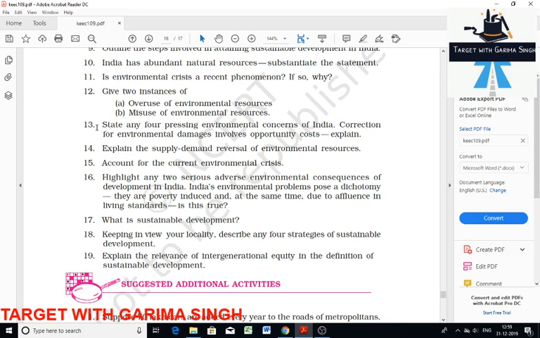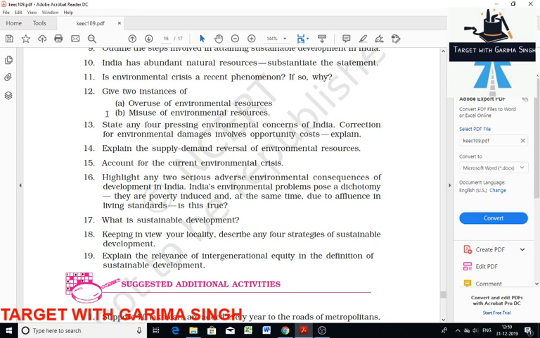Next part is correction for environmental damage. Correction of environmental damage involves huge opportunity cost. It is the cost of the alternate opportunity given up. The country has to pay a huge amount for damage done to human health. The health costs due to degraded environmental quality have resulted in diseases like asthma and cholera. So huge expenditure is incurred on treating these diseases.